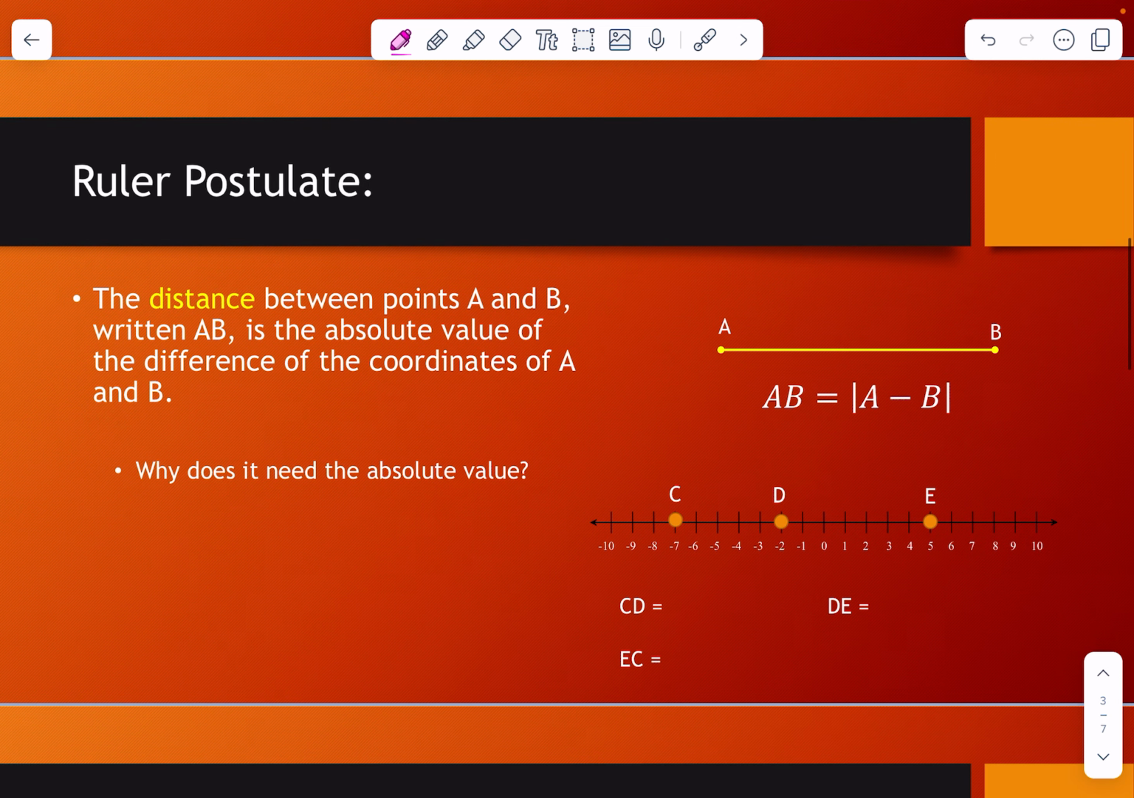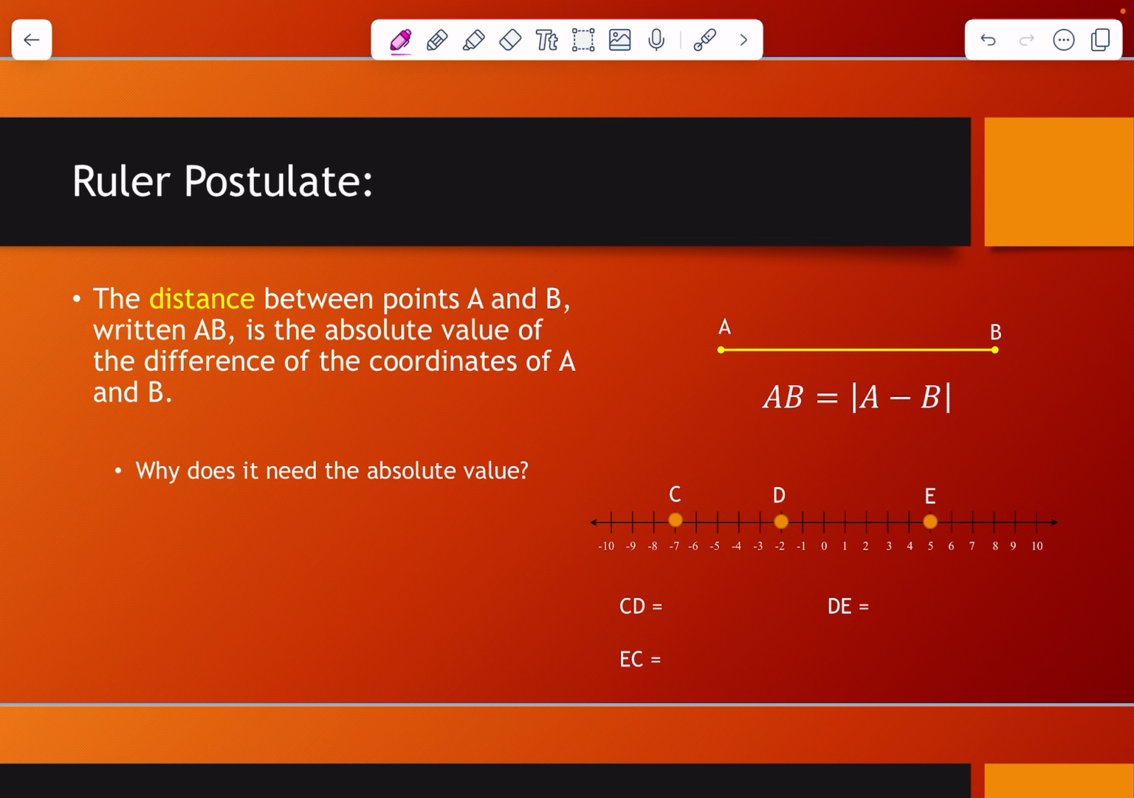Now, we have a postulate again. Remember, a postulate is a rule that we accept without having to prove. It is an understood kind of that duh kind of statement that, of course, that's true. So this is called the ruler postulate. The ruler postulate simply says the distance between points A and B, written AB, is the absolute value of the difference of the coordinates of A and B.